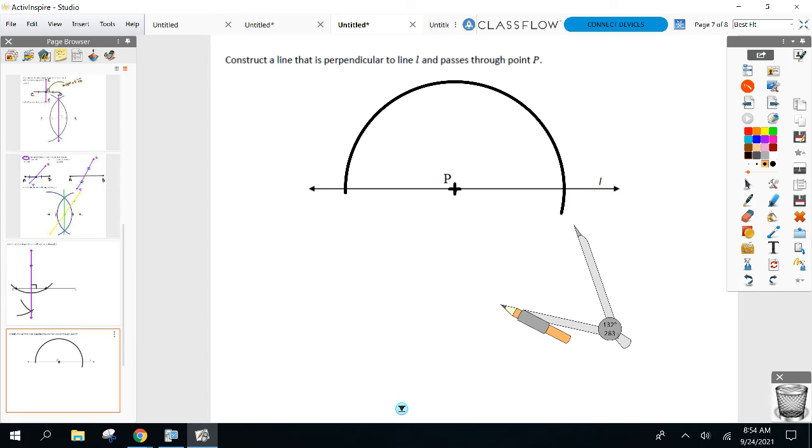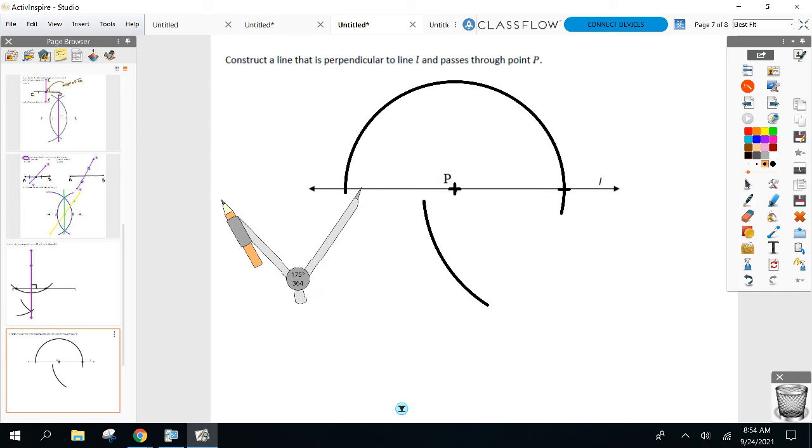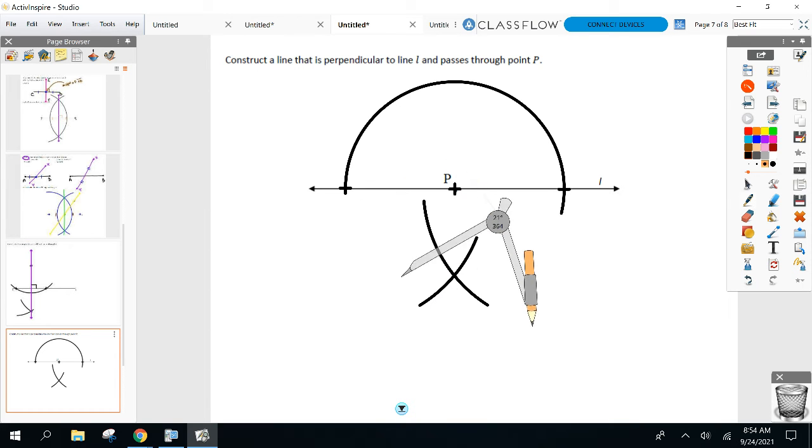Okay, here's what I want you to do. After you make your first arc, open up your compass a little wider to make the next 2. And I'll explain why you need to do that at the end. Now making the next 2 arcs, you can go above or below point P, it doesn't matter. So after you make your first arc, open it up a little wider, and make the next 2 arcs using the same compass opening.